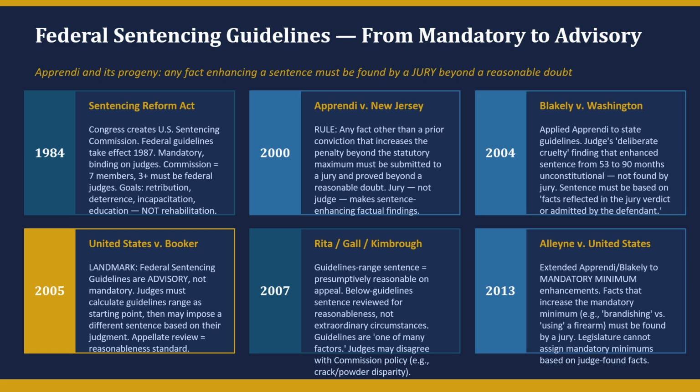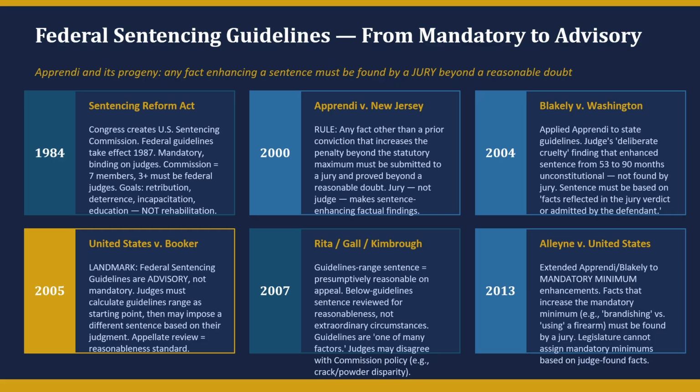Apprendi v. New Jersey in 2000 was the first major rupture. The Supreme Court held that any fact other than a prior conviction that increases the penalty beyond the statutory maximum must be submitted to the jury and proved beyond a reasonable doubt. The court drew on the constitutional tradition of jury trial as the ultimate check on governmental overreach.